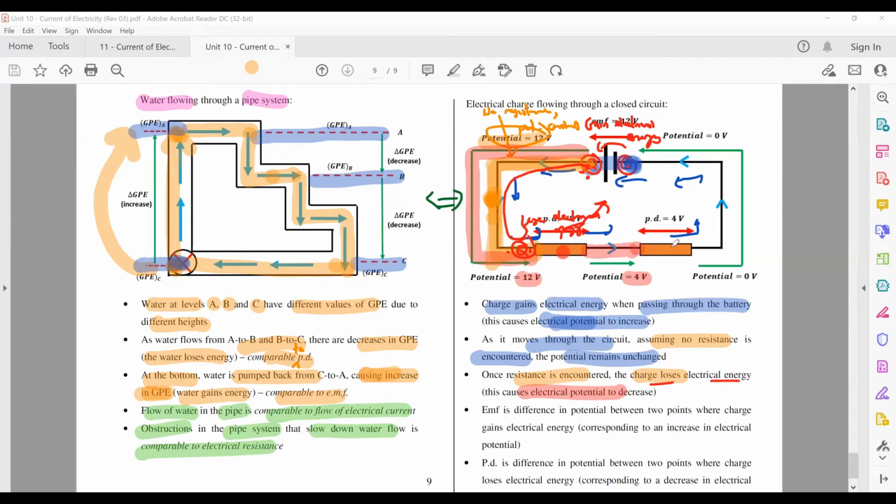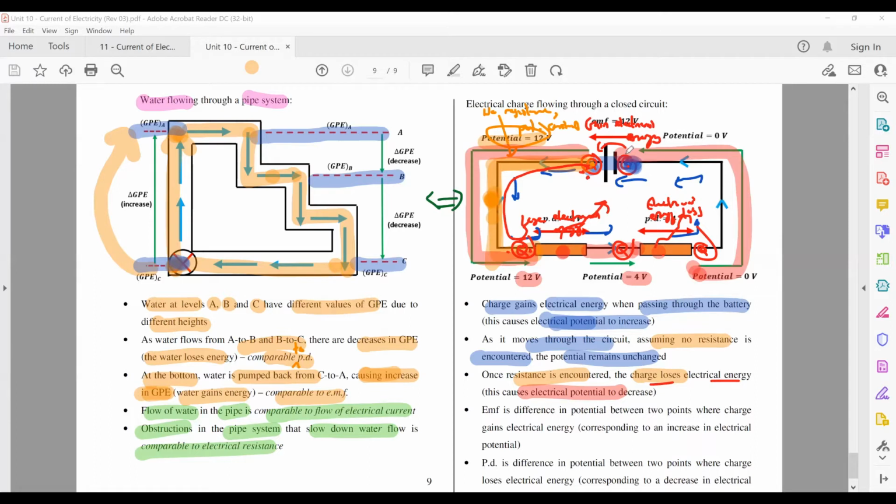And then once it goes through your resistor, again, it loses electrical energy. Electrical energy is lost. So again, your potential drops. After you pass through the second resistor, your potential is actually 0. Then it remains that way all the way to the start of your battery.